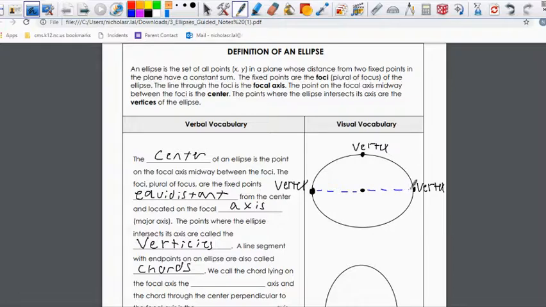It's the major axis because it's the longest, and the foci lie on here. This is the major axis. All right, and we have foci on the major axis. So we have a focus here, and we also have a focus here.